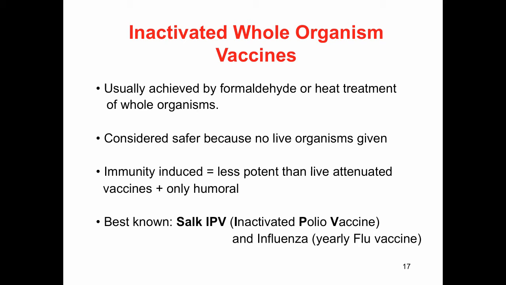The immunity induced by these inactivated vaccines is generally thought to be less potent than live vaccines, because it's not the natural infection. They're not able to actually infect cells and induce a natural immune response. The best known examples of inactivated whole organism vaccines that are currently used are the inactivated polio vaccine, or the Salk vaccine, and also the influenza vaccine that we all get every year. These are whole organisms that have been killed to induce an immune response against those organisms.